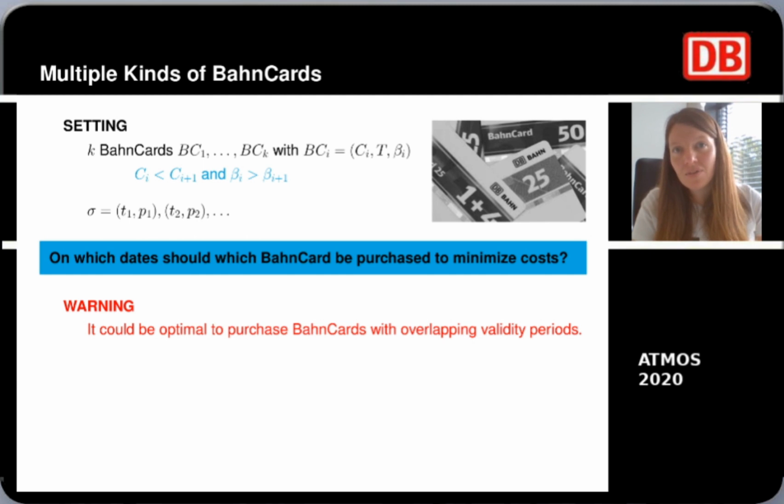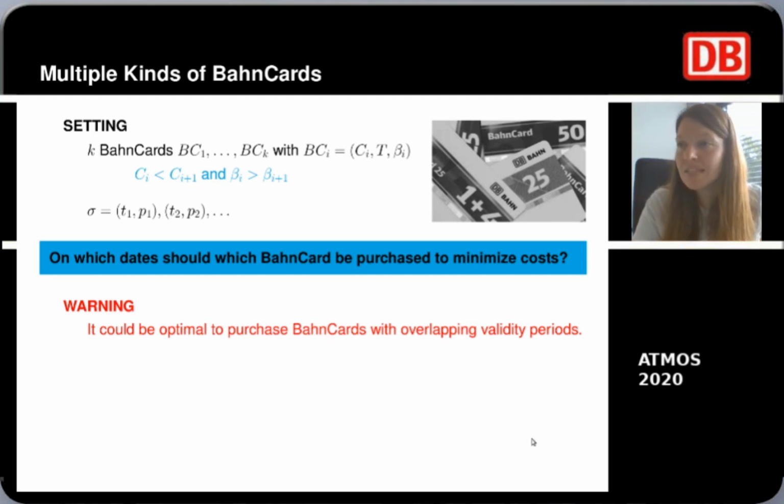But in a multi-kind version of the problem, this actually could happen, and it's really necessary to have several BahnCards being valid at the same time. And of course, price reduction factors do not stack in this scenario, otherwise you should always buy two BahnCard 50 instead of a BahnCard 100. What happens is that your best BahnCard, the one with the best price reduction factor, determines the price you have to pay.